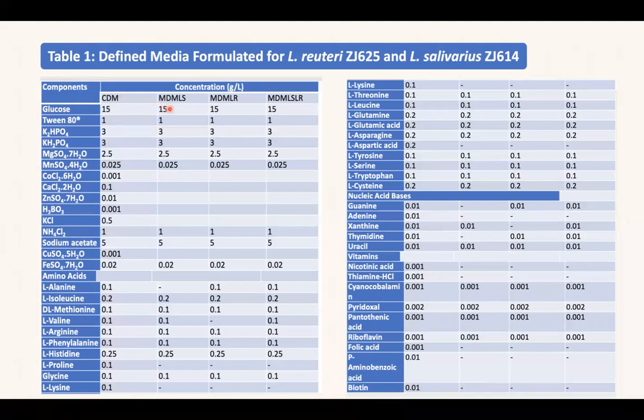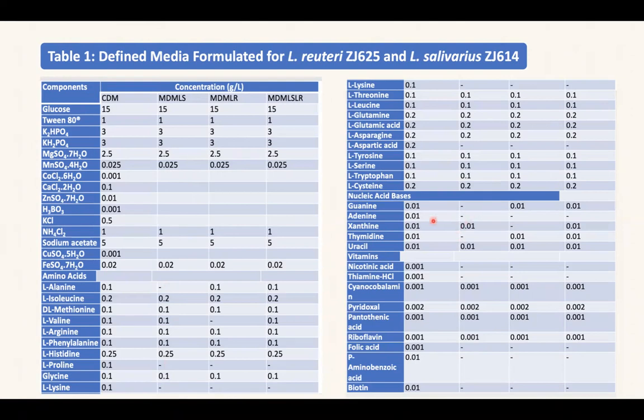The next one is the minimal defined medium that supported the growth of Lactobacillus salivarius, and we can see some of the minerals are actually not essential for the growth of the isolate, hence they were omitted in the minimal defined medium for Lactobacillus salivarius. The same thing, if we go down, we will see some amino acids like alanine, proline, and lysine, and also nucleic acid bases like guanine and adenine, not essential for the growth of this isolate.